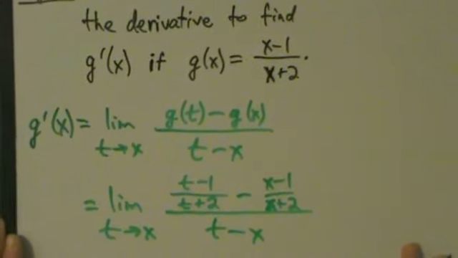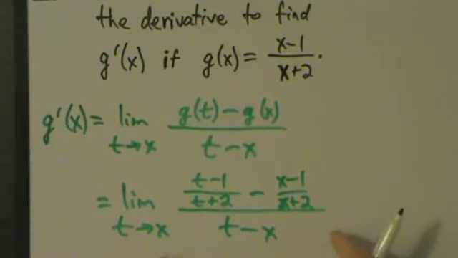Okay, so right away we can see that this is pretty much simpler than it would be if we used the original definition, because instead of (t minus 1) over (t plus 2), we would have (x plus h minus 1) over (x plus h plus 2), and that would be kind of a mess, especially for this next step.